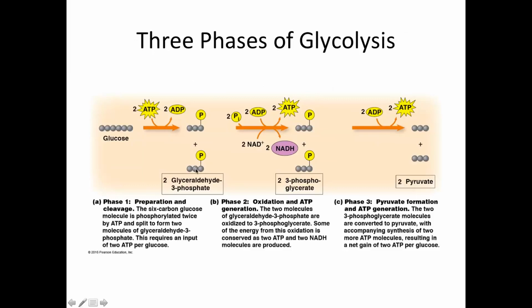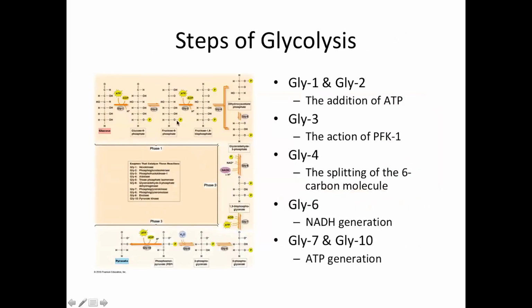The first phase uses the addition of 2 phosphate groups to split the molecule into 2 3-carbon molecules. In phase 2, the cell is going to make some ATP and NADH, and in the final step, we're going to create the last of the ATP and end with 2 molecules of pyruvate. These are the overview of the steps of glycolysis, again, in those 3 phases.